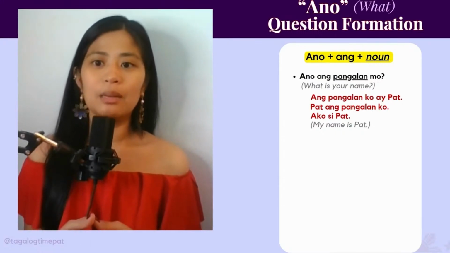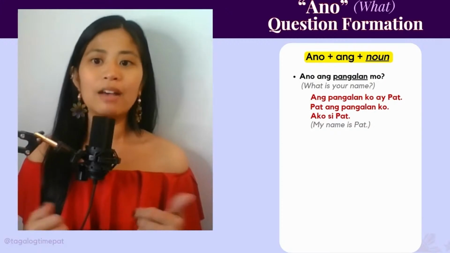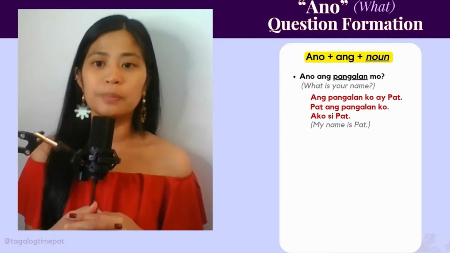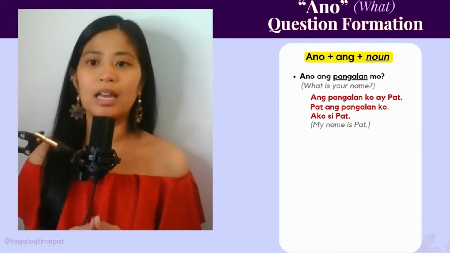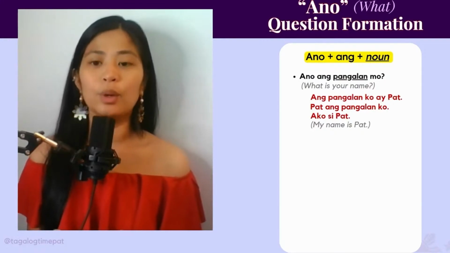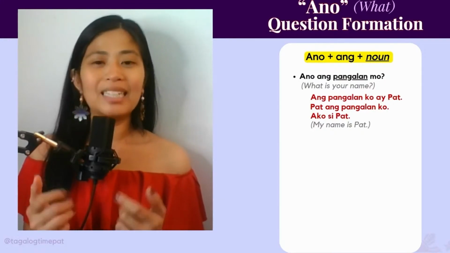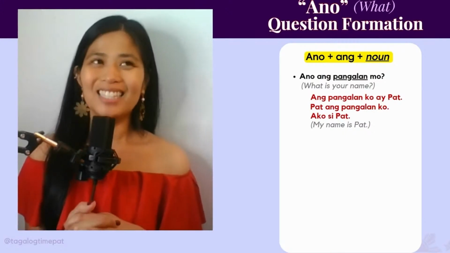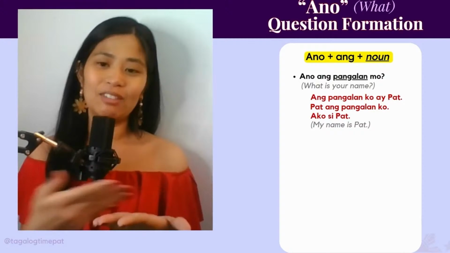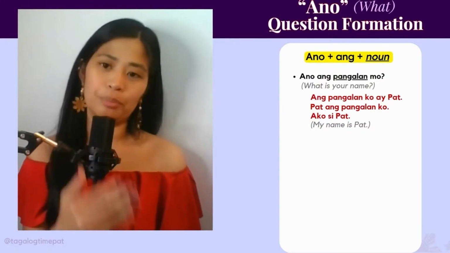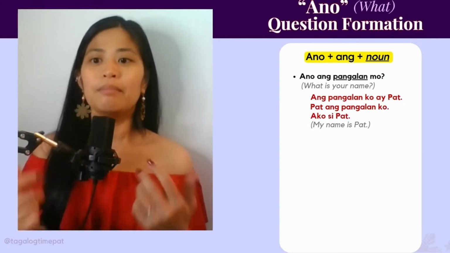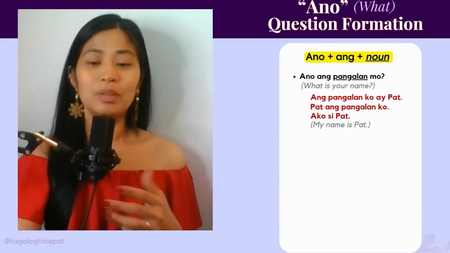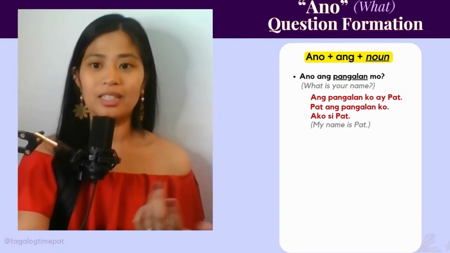So ano ang pangalan mo? Ako si Pat. After that, the most common response would probably be Pat ang pangalan ko. Ang pangalan ko ay Pat is a little bit formal. It's not very natural. It's kind of what you would read, like if something is written out. That is the grammatically correct way to say, my name is Pat. But those are different ways to respond, and they're all correct.